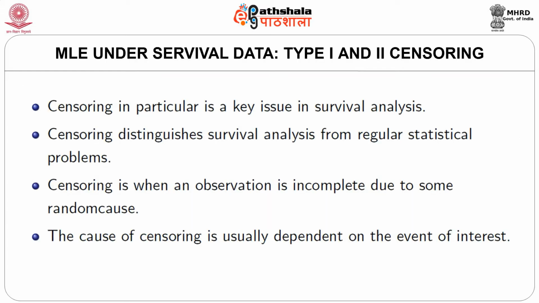Censoring in particular is a key issue in survival analysis. It is censoring which distinguishes survival analysis from regular statistical problems. Censoring is when an observation is incomplete due to some random cause. The cause of the censoring is usually dependent on the event of interest. In this module, that is why we will study the maximum likelihood estimation under survival data in presence of type 1 and type 2 censoring.